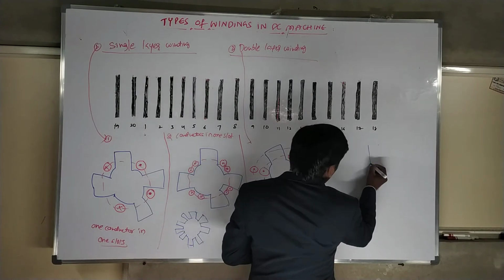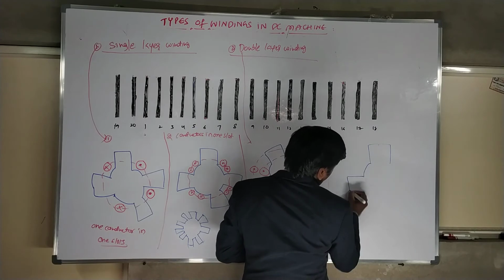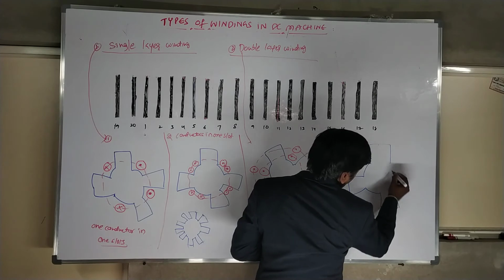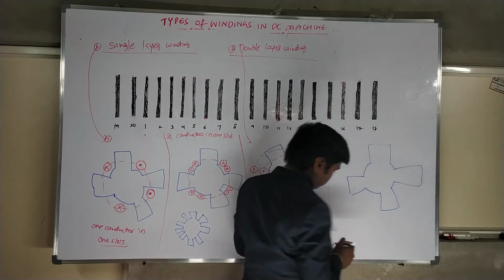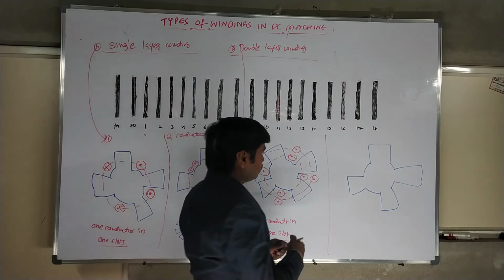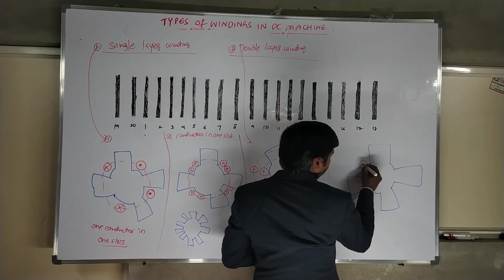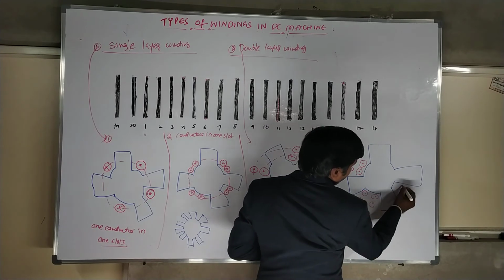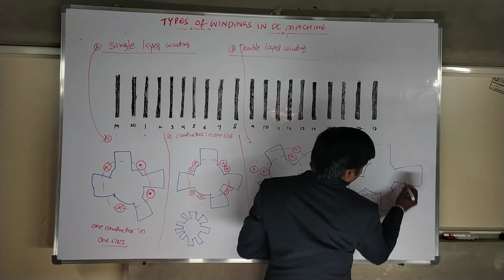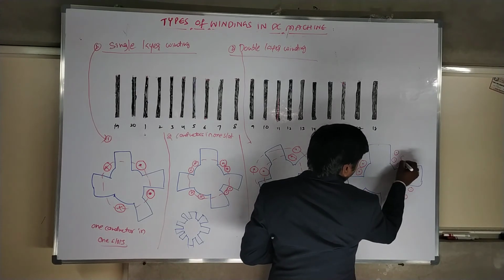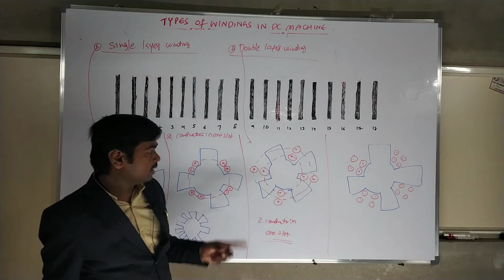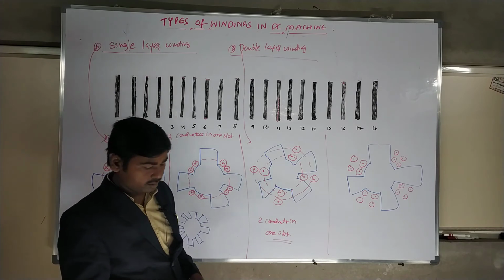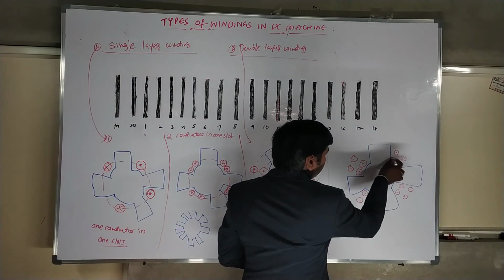Clear? Next, if you want four conductors in one slot, I will draw it for you. I will draw one more setup. So four conductors in one slot, I draw like this: two conductors in one layer, other two conductors in the other layer. Don't think that four conductors in one slot means a four layer winding. No, it's wrong. Each slot has four conductors, but two conductors are in one layer and two conductors in the other layer. This type of setup is called a double layer winding.